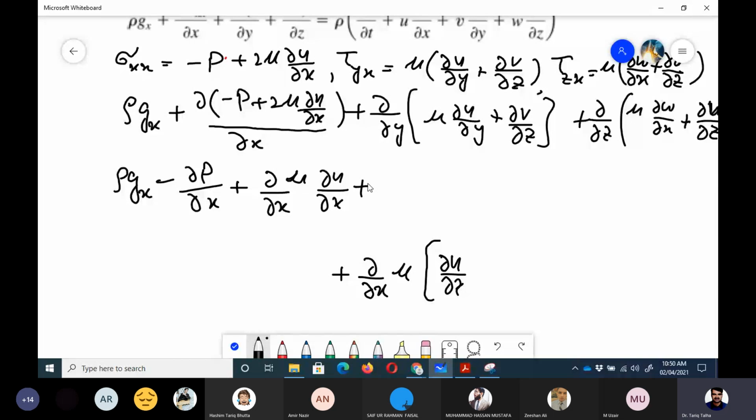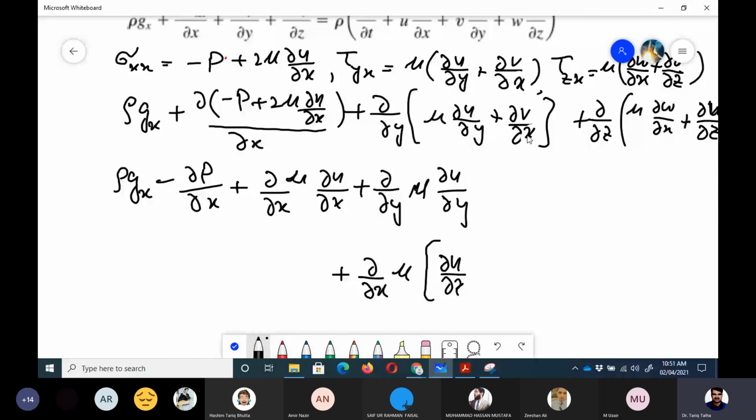The second term here I am going to write, that is partial by partial y of mu into partial u by partial y, and then for this term here, I think it should be partial u by partial x.